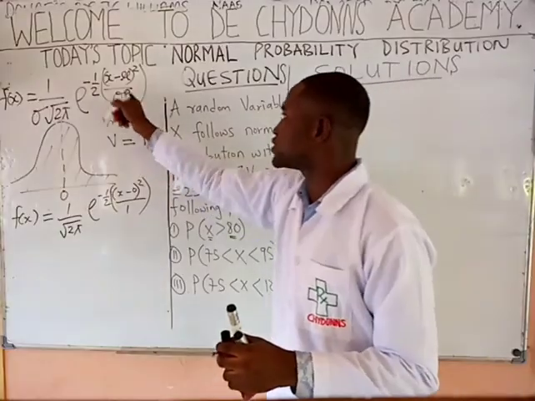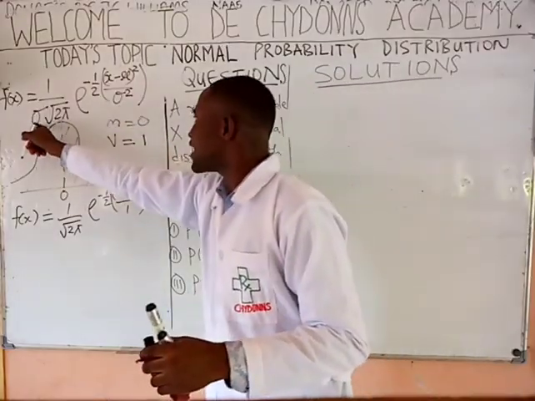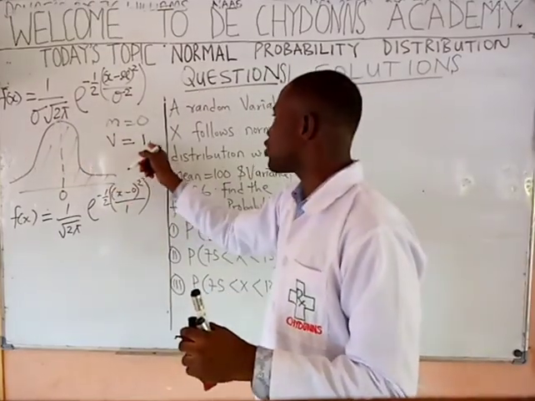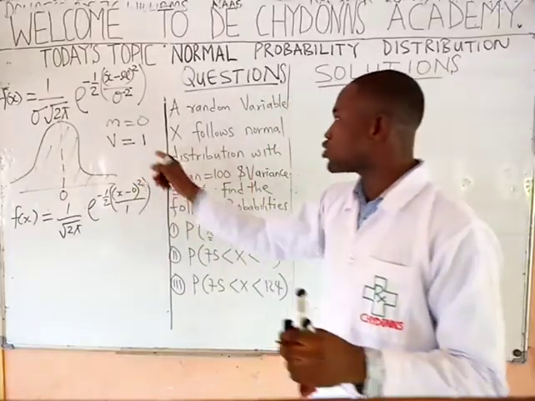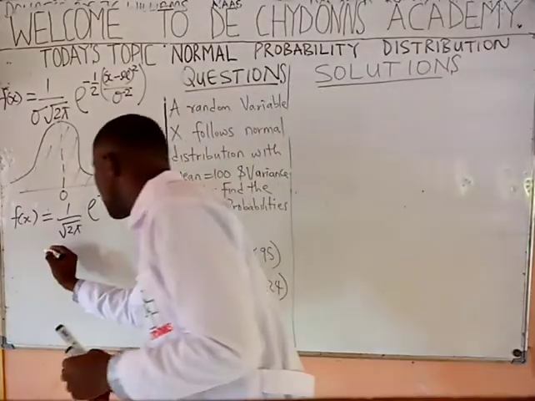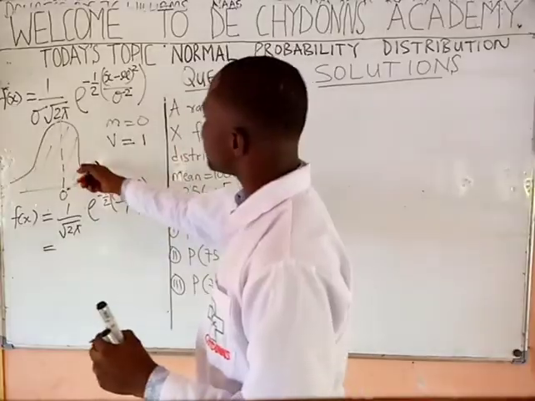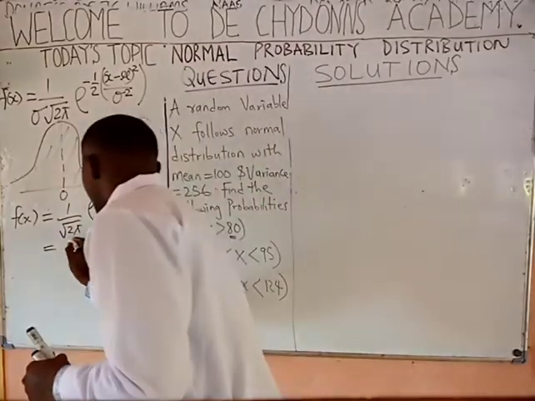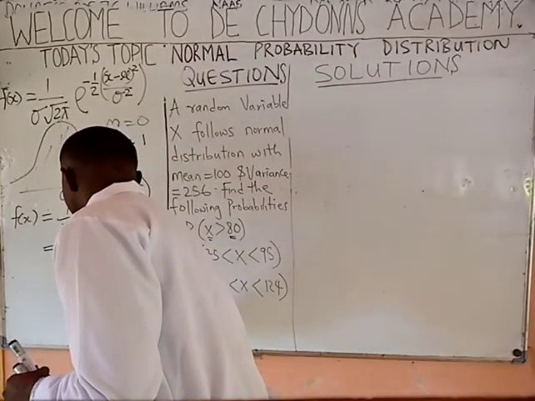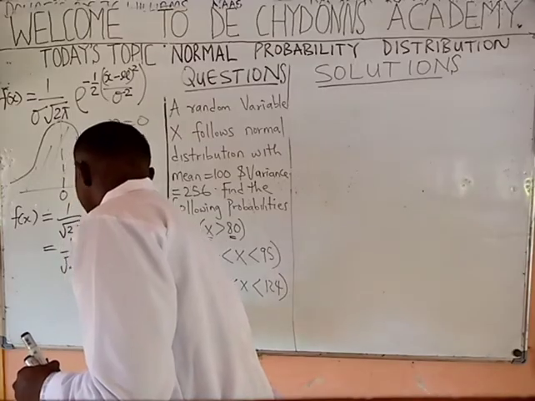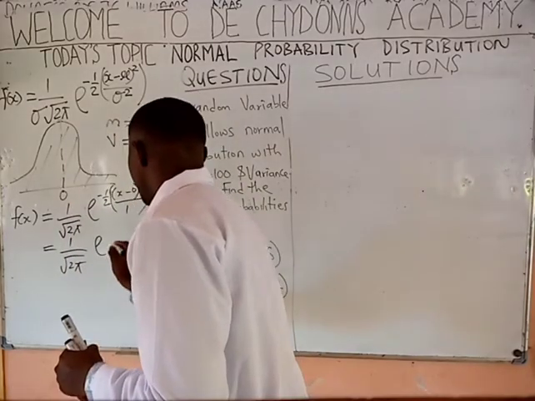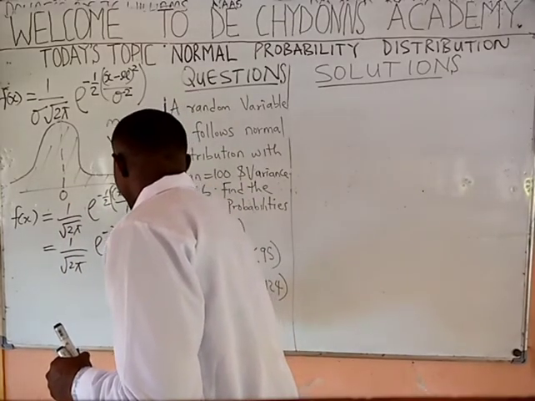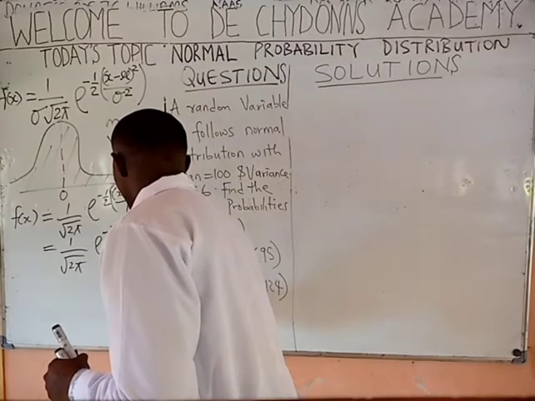Just put these values here, knowing that standard deviation is the square root of variance, and that is the square root of 1. So that will give you that the function for the standard normal curve will be equal to 1 over square root of 2 pi, exponential minus x squared all over 2.